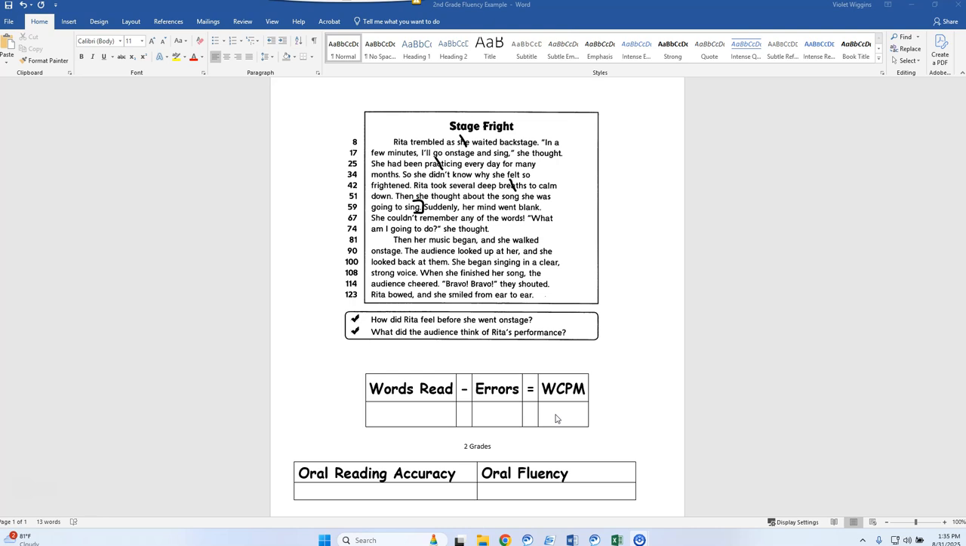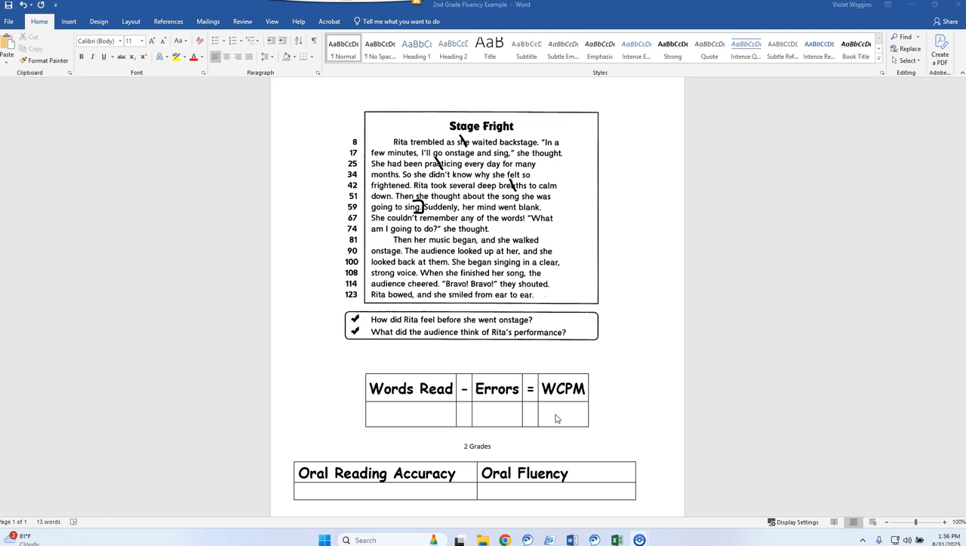Also, you have here fluency, which is another grade. For that grade, you take your words correct per minute, and there's actually a district fluency rubric that the teacher would take that number and see what percentage that is based on what the district has allotted for that number.